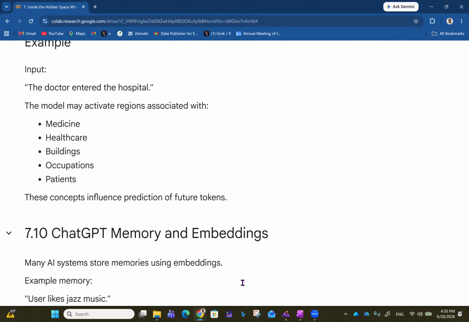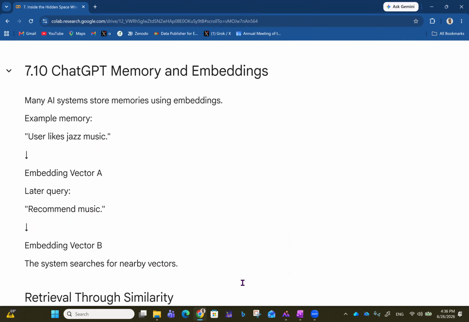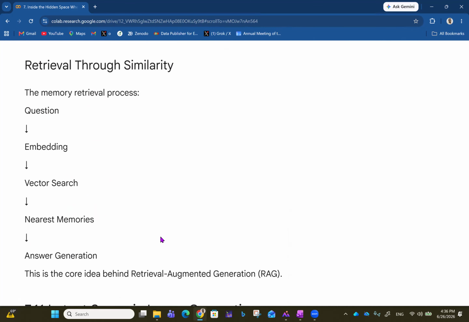So let's talk about ChatGPT memory and embeddings. Many AI systems store memories using embeddings. So for example, memory: users like jazz music. That is direct text, right? Maybe you embed this as vector A. Then later you query "recommend music", and this is now embedded as vector B. So the system searches for nearby vectors, and we have a retrieval through similarity.